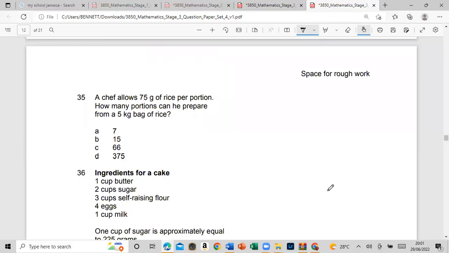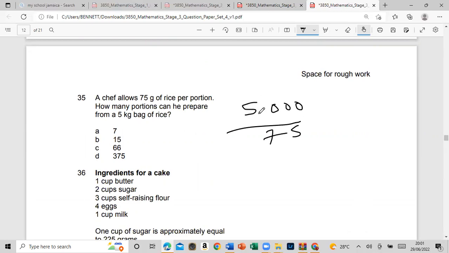A chef allows 75 grams of rice per portion. How many portions can be prepared from 5 kilograms? Alright, so 75 to 1. So these are 5,000. So 5,000 divided by 75. So that's 66.